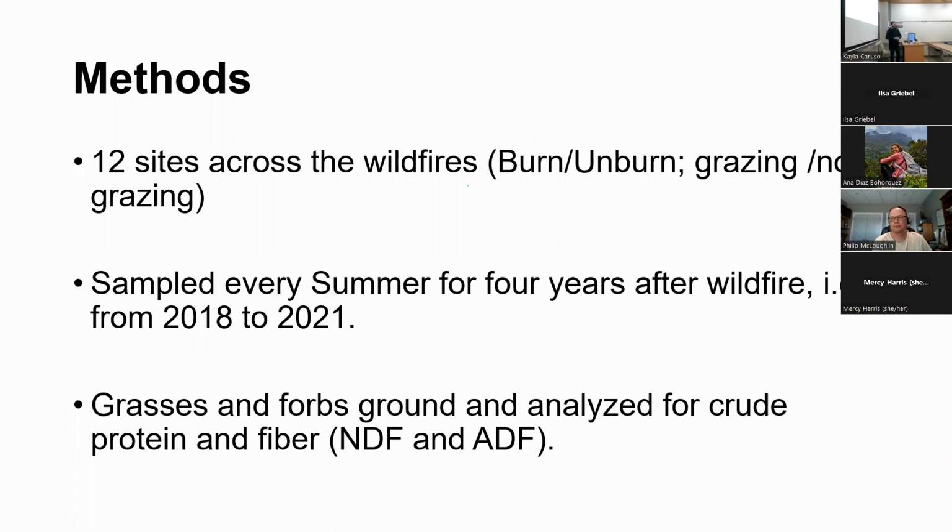Yeah, so we established several transects there, 12 different transects across the wildfires, trying to identify burned versus unburned sites and grazing versus non-grazing. And we sampled every single summer for 4 consecutive years after the fire. And we analyzed grasses and forbs for crude protein and fiber, specifically neutral detergent fiber and acid detergent fiber.